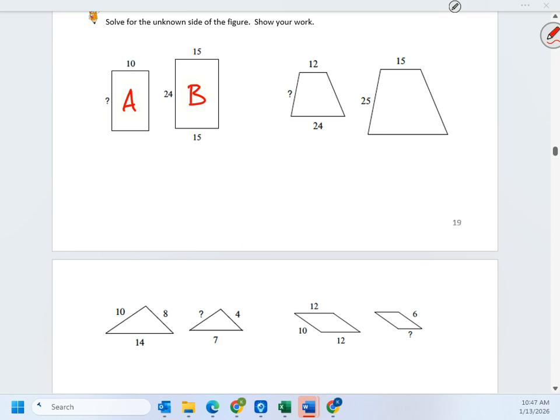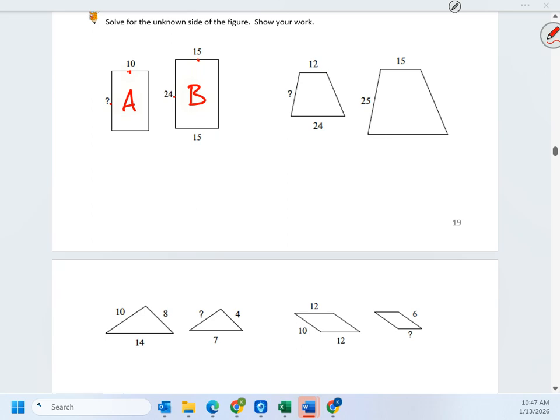Long matches up with the long, short matches up with the short. Right? Long, long, short, short. Make sure you're matching up the correct sides. Sometimes they'll have one of the polygons turned. You need to make sure that you're matching up the longs and the shorts with the correct sides.